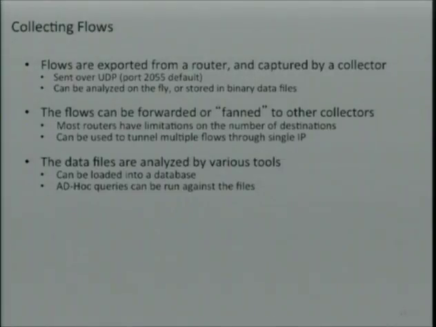Most routers have a limitation on the number of destinations you can output to. Cisco, in most cases, is 2. You can also send multiple flows through a single IP. This is also a good method for improving redundancy in flow collection. Data files, like I alluded to earlier, can be analyzed by various tools. They can be loaded into a database, or you can have ad hoc queries run against them.